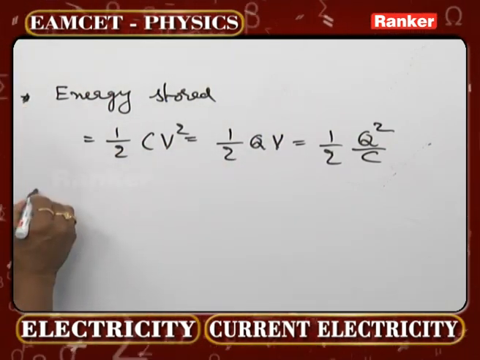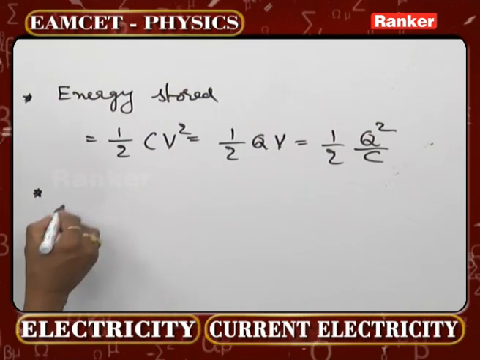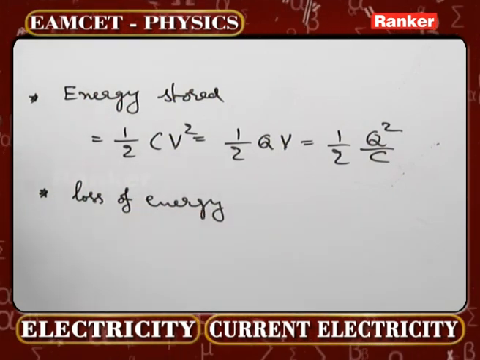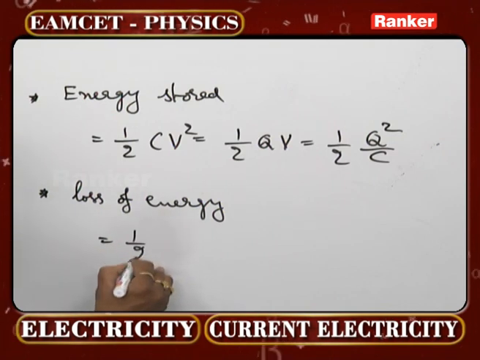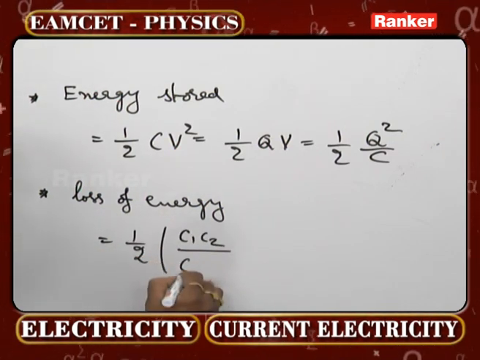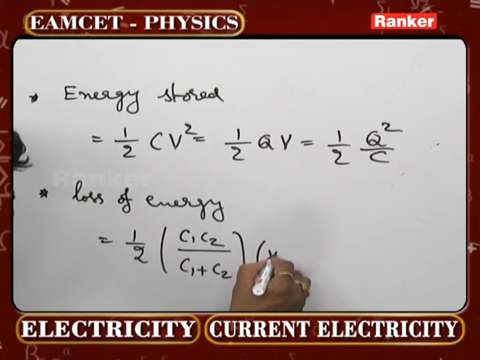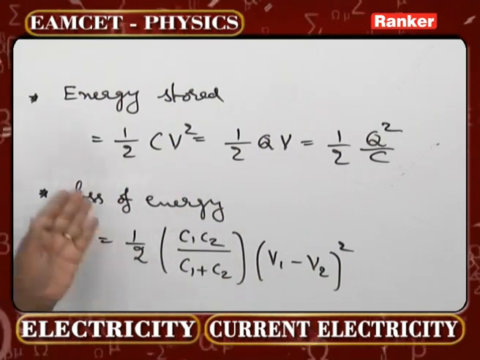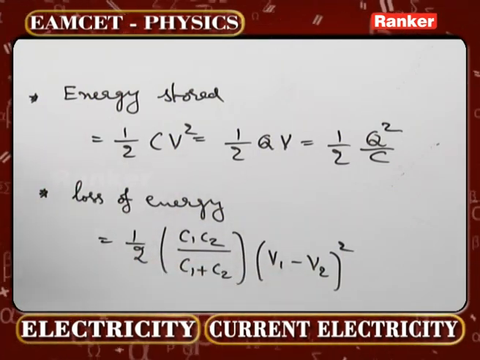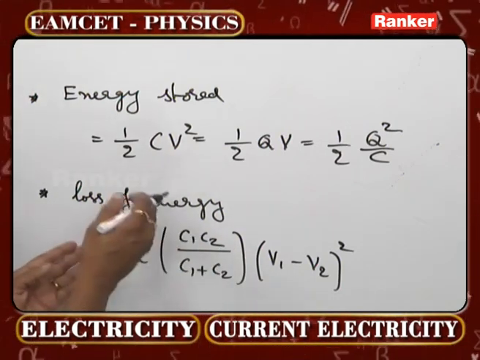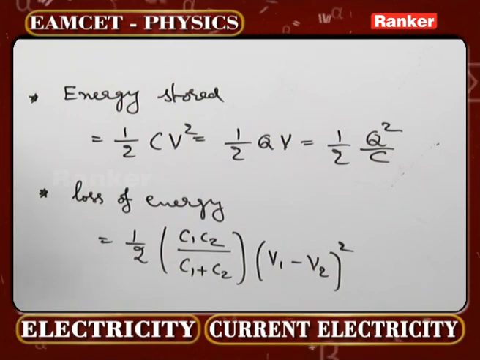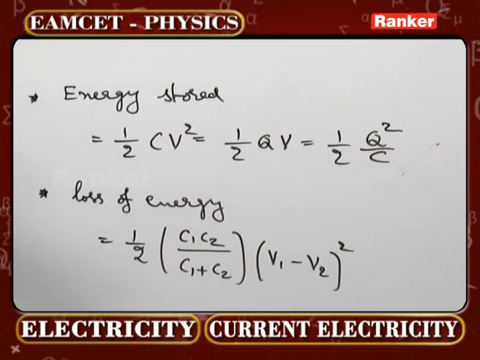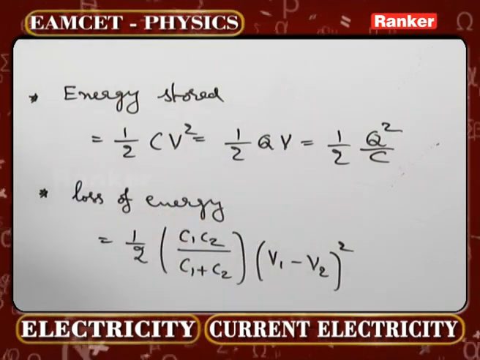Likewise, when two condensers or capacitors are connected directly, what will now be the loss of energy of the system? They may ask you sometimes. You have a direct formula for that: half of C1 C2 by C1 plus C2 into V1 minus V2 whole square. V1 is the potential difference across the first condenser, V2 is the potential difference across the second condenser. C1 is the capacity of the first condenser and C2 is of the second. Like that we can calculate loss of energy.